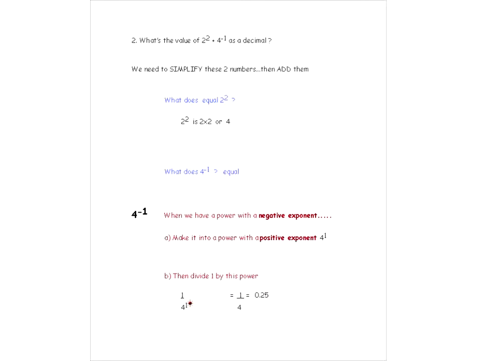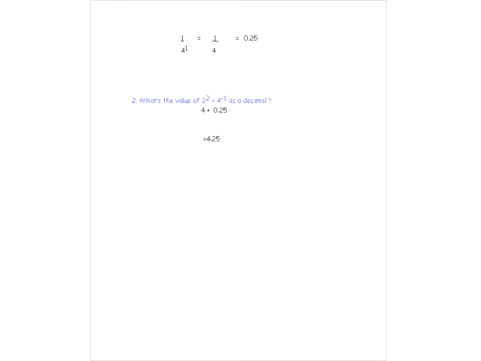Now 1 over 4 to the 1 is just the same as 1 over 4, right? And then we need to make it into a decimal because we want to add this number to the other number. So 1 over 4, we just do it on our calculator, and we get 0.25. So now let's see what we have so far. We took 2 squared and made that into 4. We took 4 to the -1, and eventually that became a decimal as 0.25. And then we just add 4 and 0.25, and we get 4.25. Does that pretty well make sense, guys, what we did there?